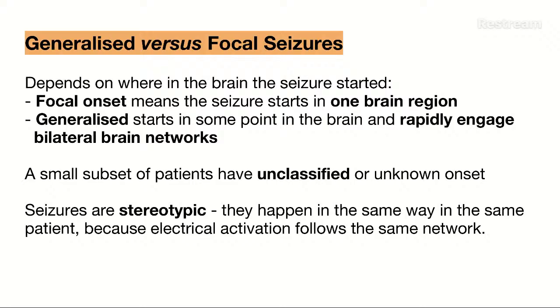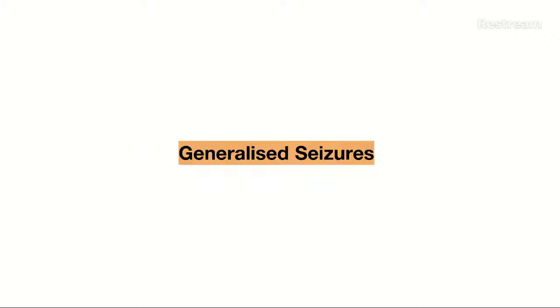Another important concept is that seizures are stereotypic. The same patient tends to experience seizures in the same pattern each time because the abnormal electrical activity spreads through the same neural network. This is relevant because if you have a patient who presents with multiple different seizure semiologies, it's less likely to be a seizure and more likely to be something else. But seizures can evolve with time, depending on the cause.